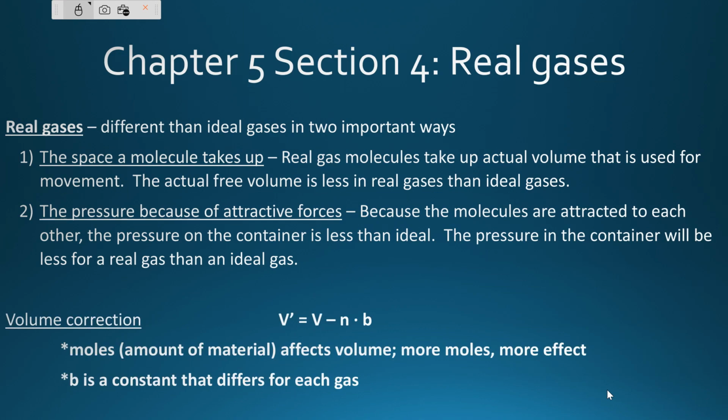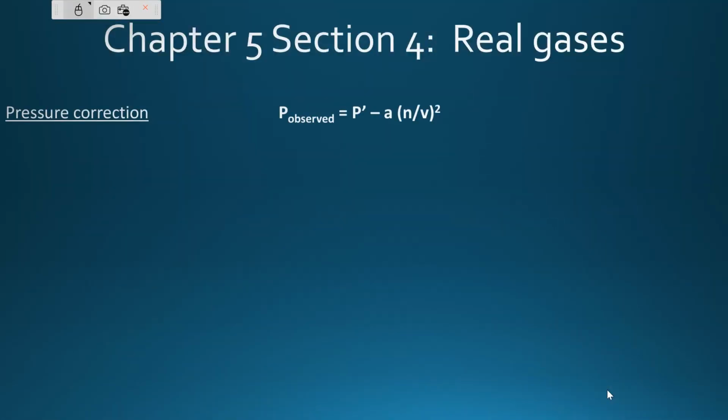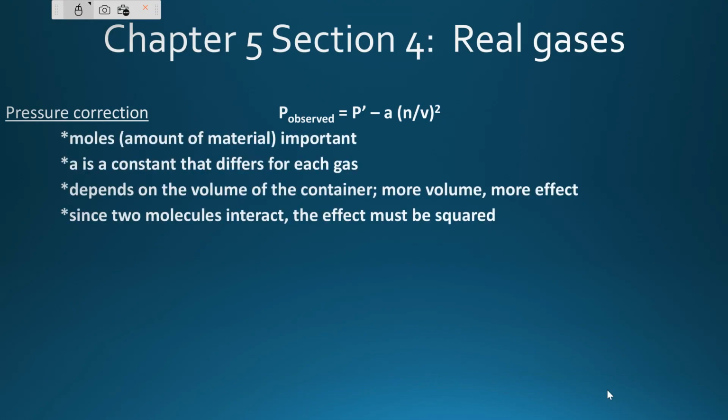It's going to be a small difference, and so we can actually do some corrections for this. The amount of material will affect the volume. Obviously, add more things in there, there's going to be more sticking. The more moles, the more effect. And there is a factor or a constant that will differ for each gas. It's already been calculated out for you. We do the same thing with the pressure, and that A value will be a constant that differs for that gas. We're just plugging in those values, and since the two molecules will interact, the effect must be squared.